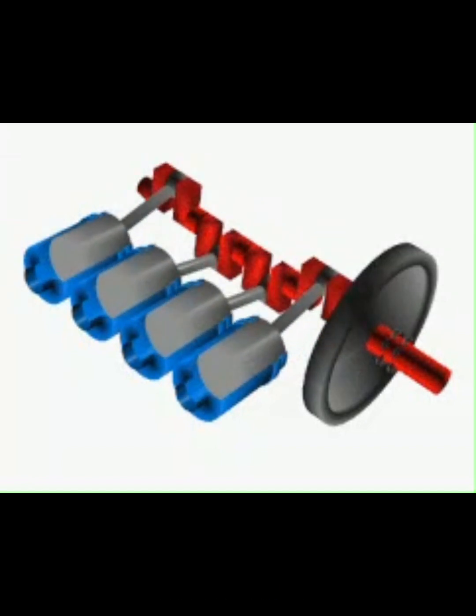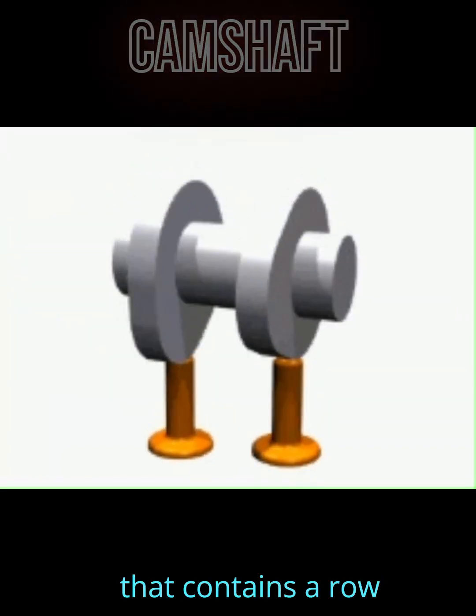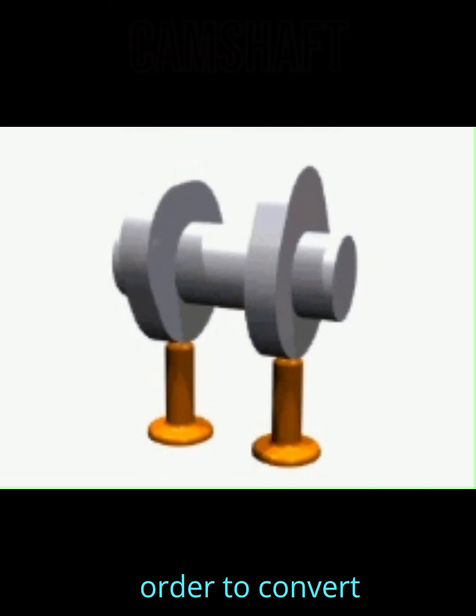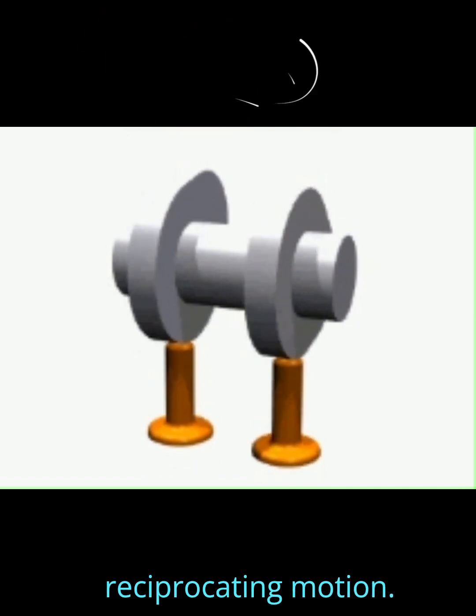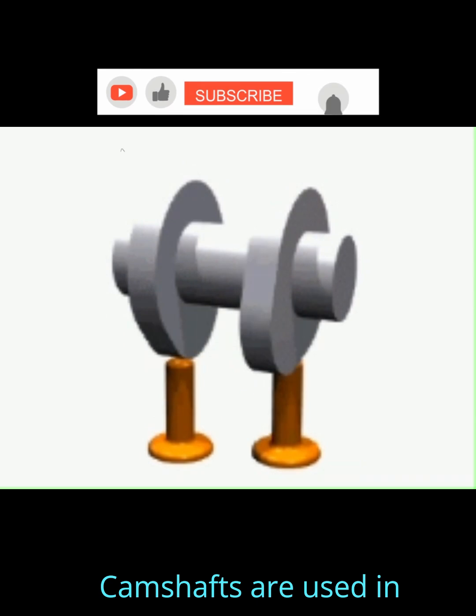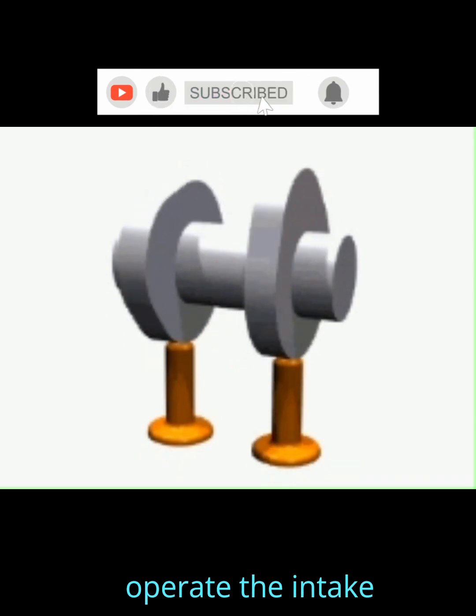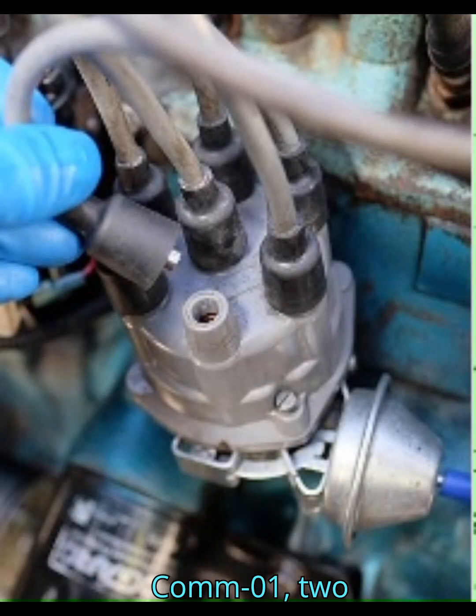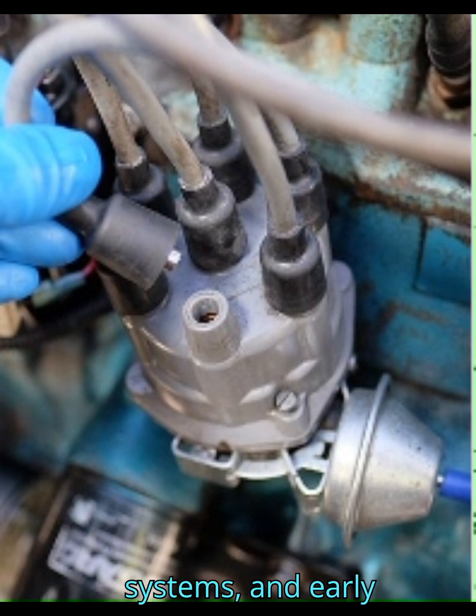the shaft end. A camshaft is a shaft that contains a row of pointed cams in order to convert rotational motion to reciprocating motion. Camshafts are used in piston engines to operate the intake and exhaust valves, in mechanically controlled ignition systems, and in early electric motor speed controllers.